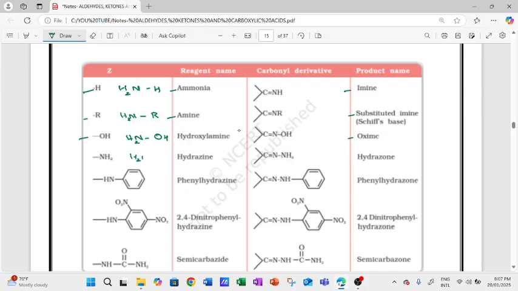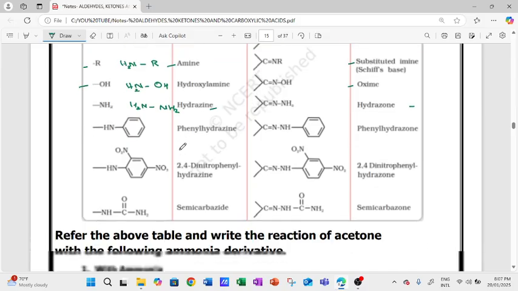Similarly, H2N, where OH is replaced by NH2. It means NH2NH2, which is hydrazine. Hydrazone is the product. And then it continues. I'm just writing here NH2, after that Z is replaced by NH and a phenyl group, which is phenylhydrazine. Similarly, NH2 after that, Z is replaced by hydrazine with NO2 substituents, which is 2,4-dinitrophenylhydrazine. And similarly, the last one is semicarbazide.